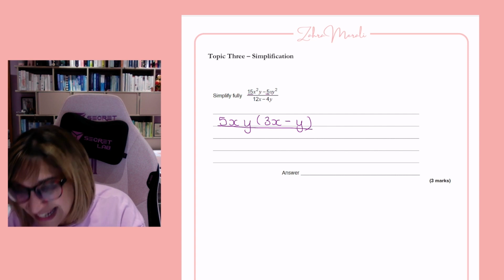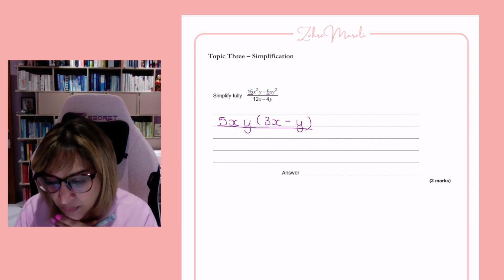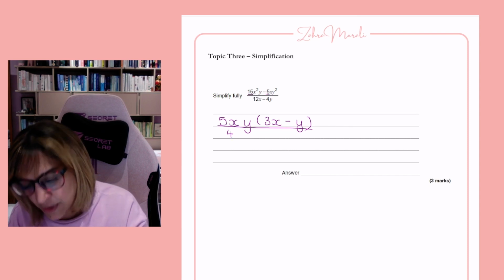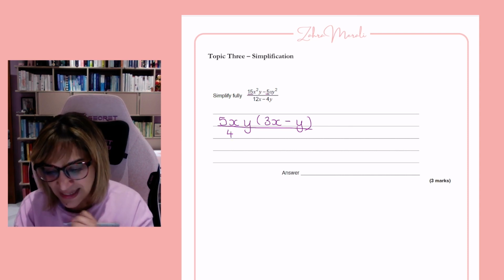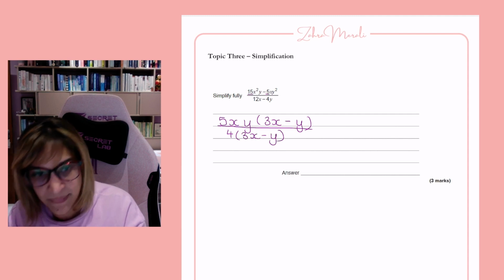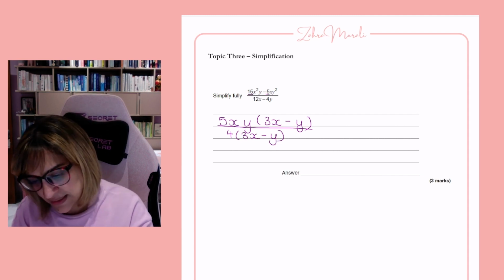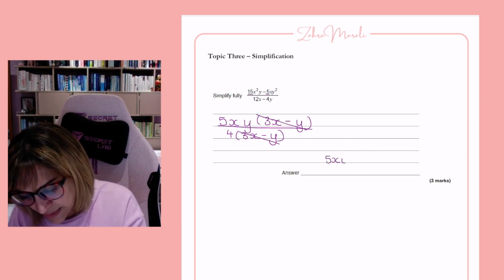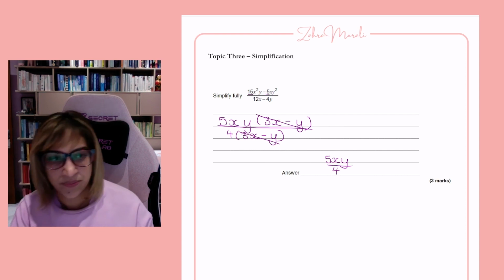On the denominator, so the bit on the bottom, I'm going to say, well, from 12 and 4, both numbers go into 4, and that's about it. So I'm going to get 3x minus y. And what you notice is these two cancel out beautifully, and we get 5xy over 4.